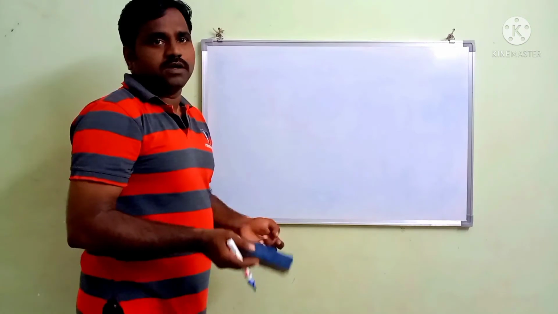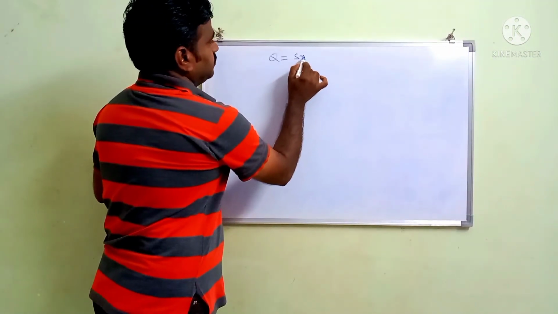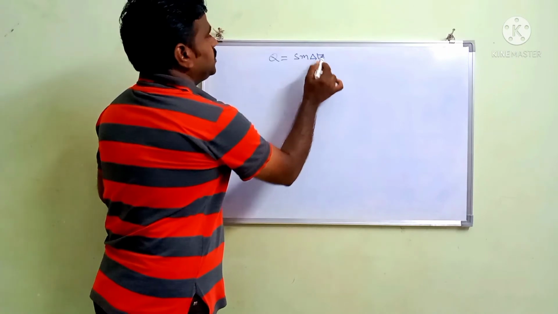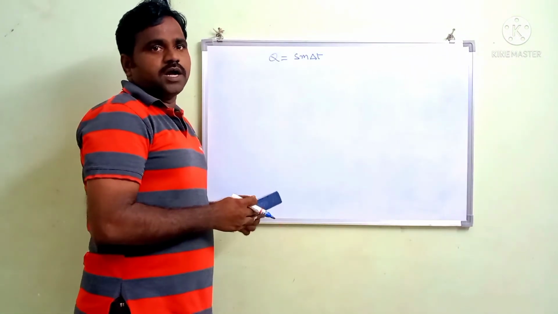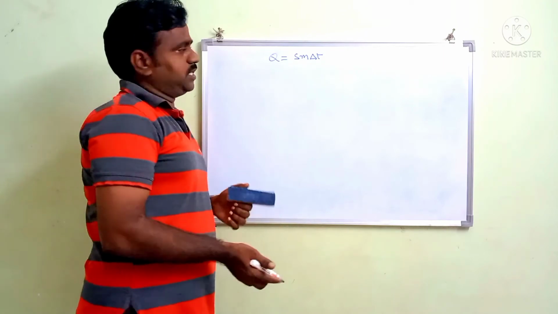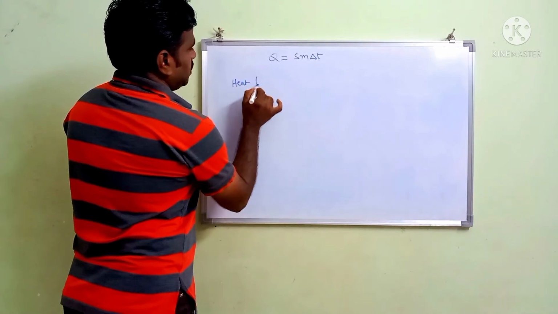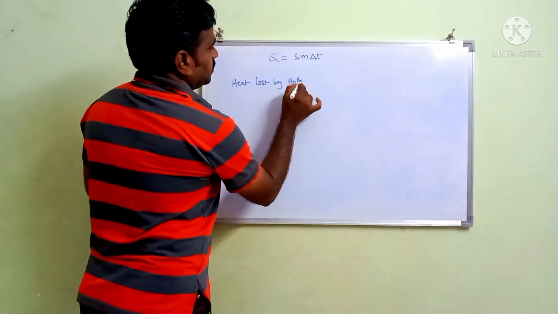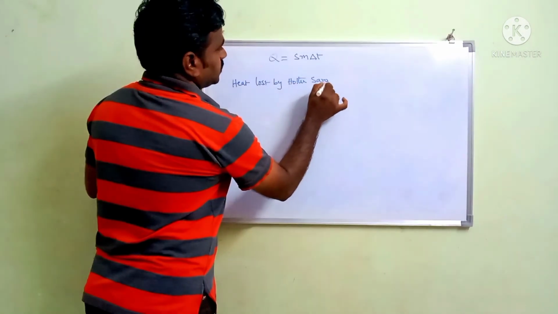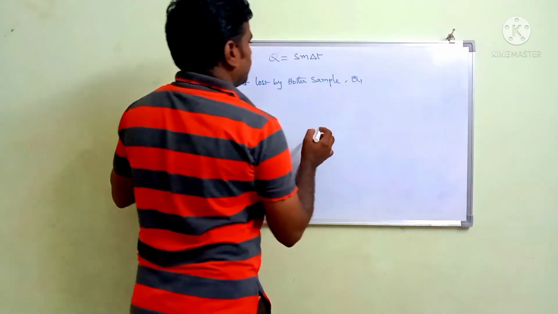So you know the formula, Q is equal to S m delta T. By using the formula, we can find out how much heat is lost by the hotter sample and how much heat is gained by the colder sample. So first one is heat lost by the hotter sample. This is taken as Q1.